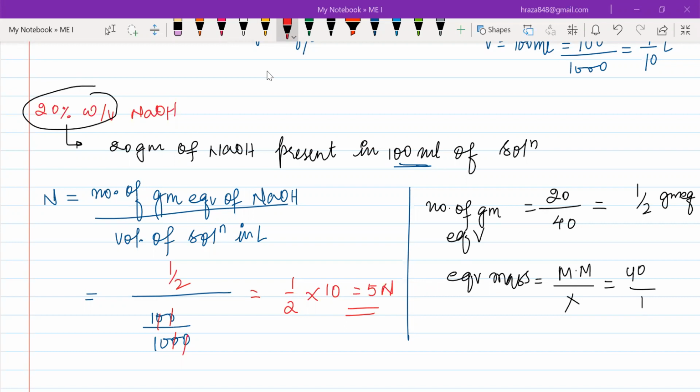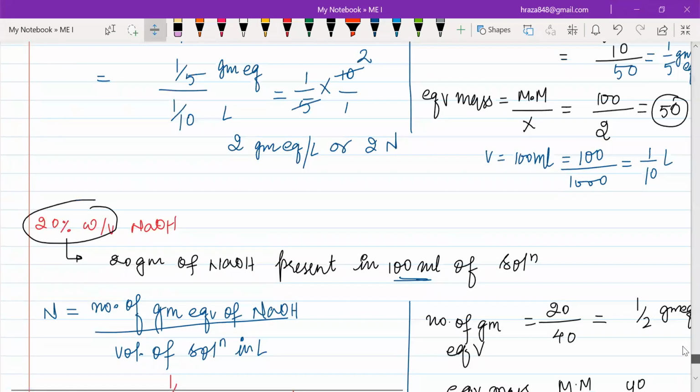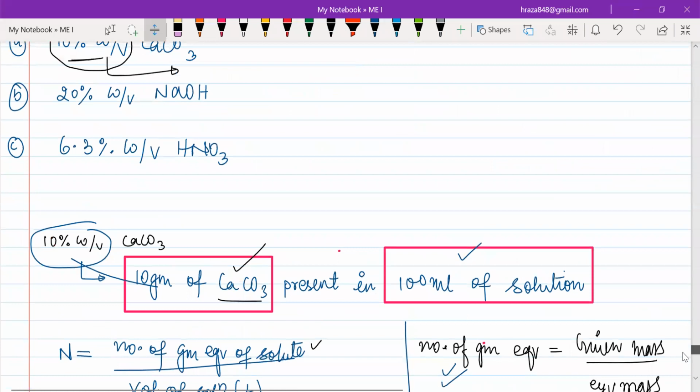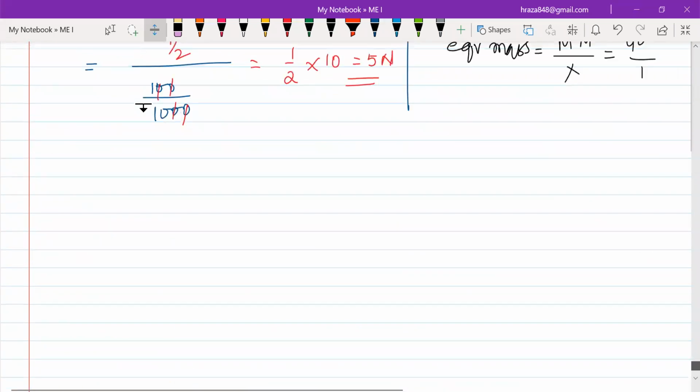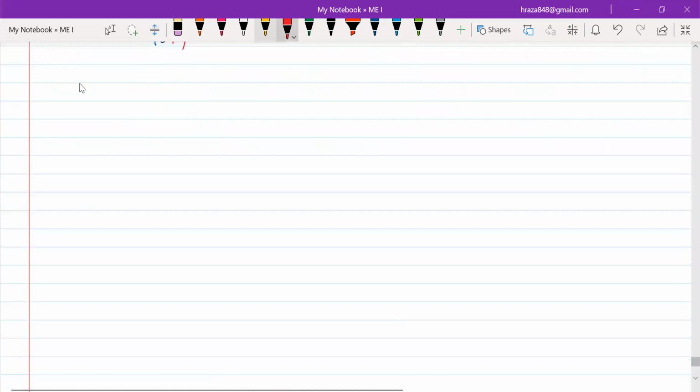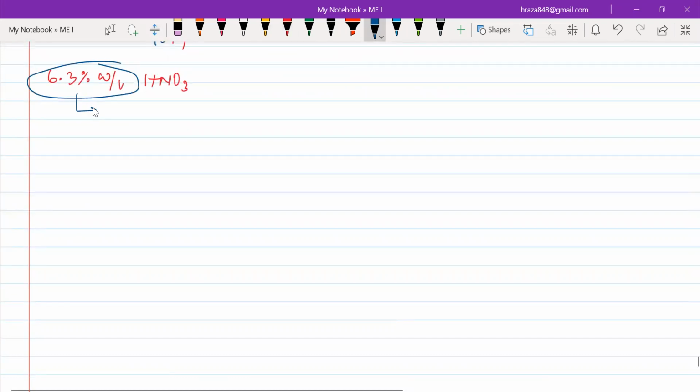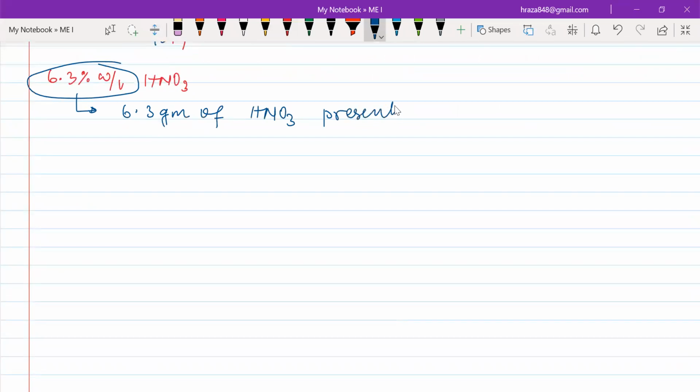Anushka, are you there? For the third one, I'm going for the third one, which is 6.3% weight by volume HNO3. Again, what you need to do, 6.3 gram of HNO3 present in 100 ml of solution.